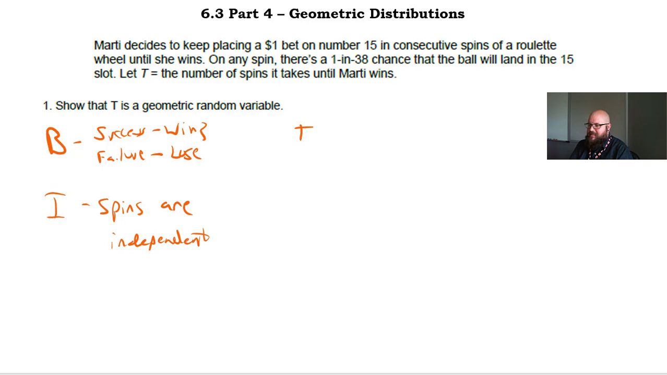Now we're looking at T. Instead of an n, we're looking at T for the number of trials. So this is just talking about the number of trials until Marty wins.